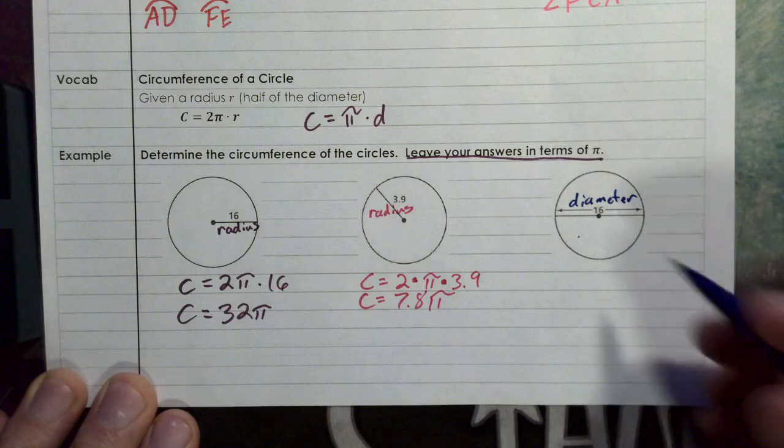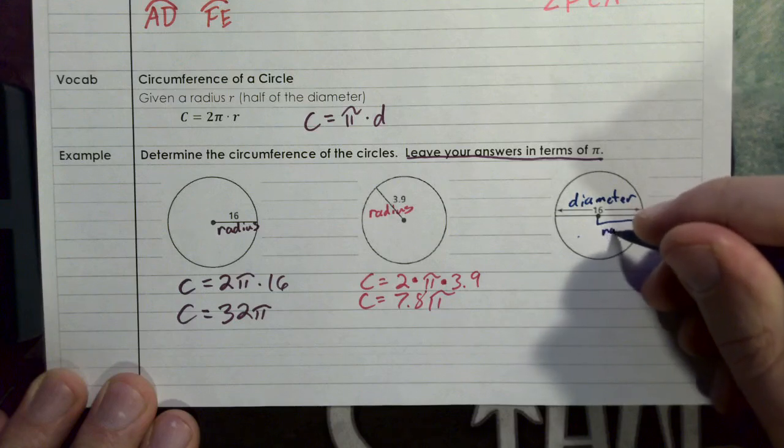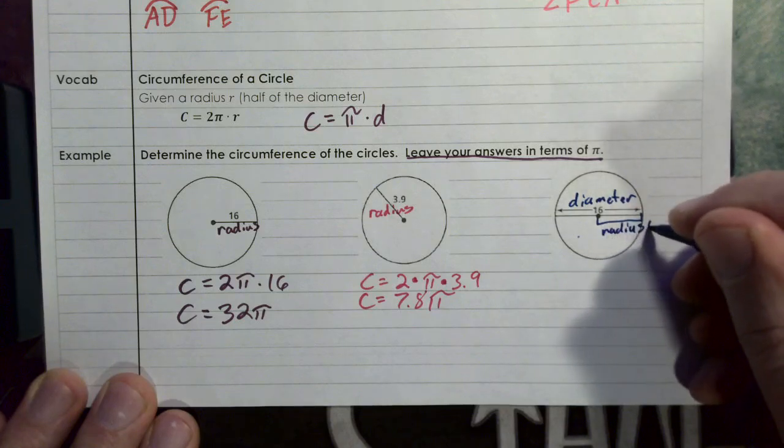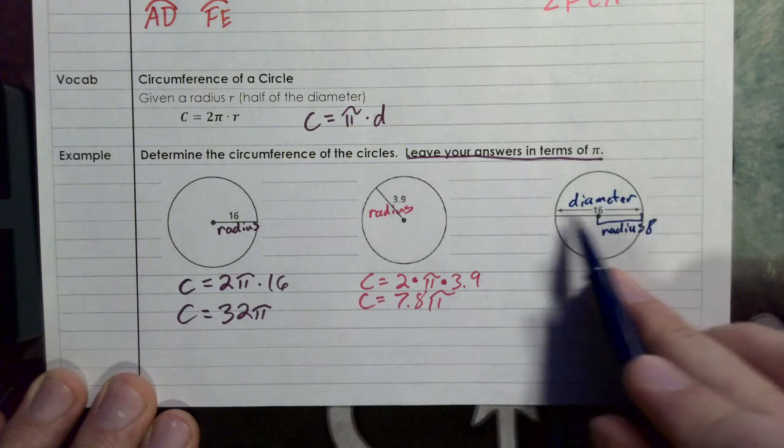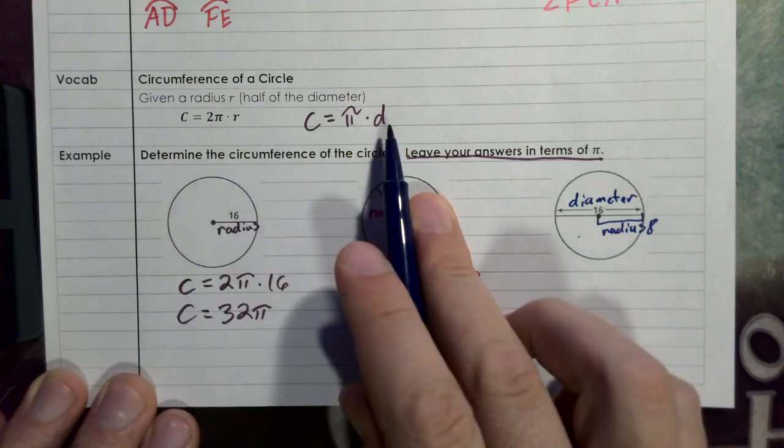If I wanted to find the radius, it's going to be half of the diameter. So our radius is going to be 8. But we get the same answer if we're using the diameter or the radius. We just need to make sure we're using the appropriate formula.